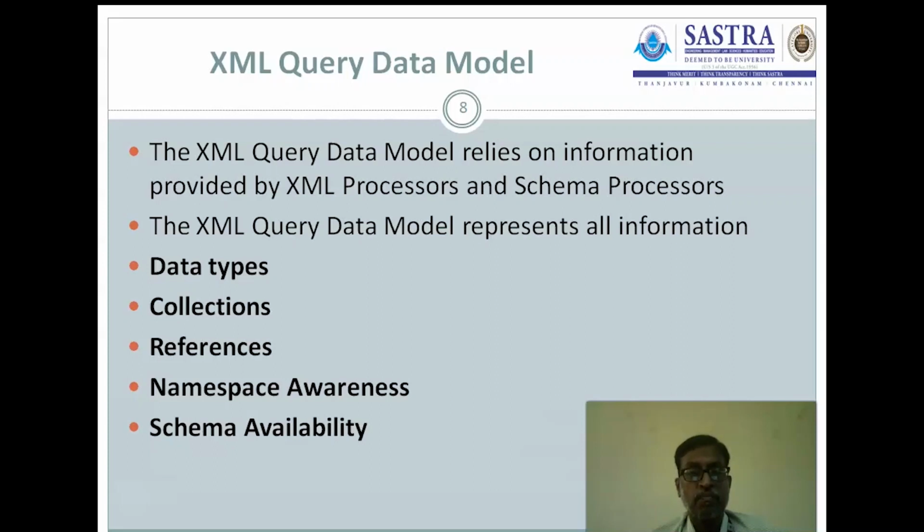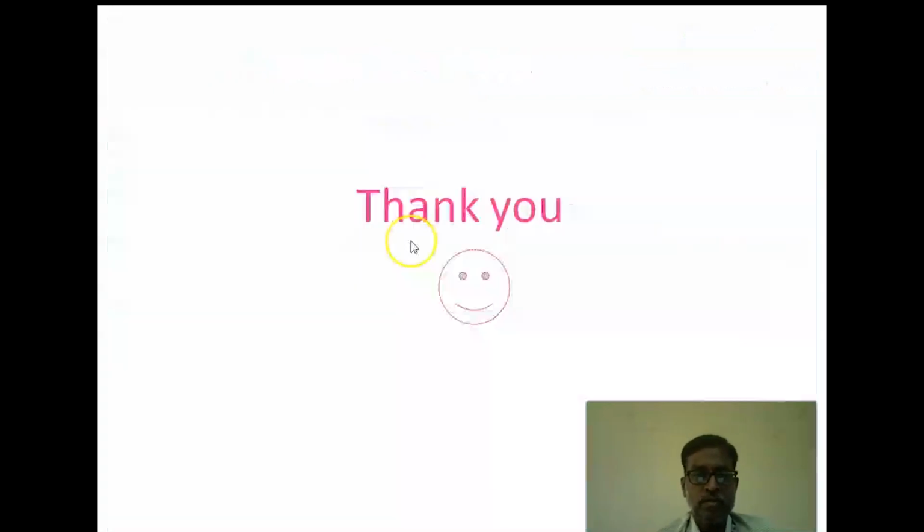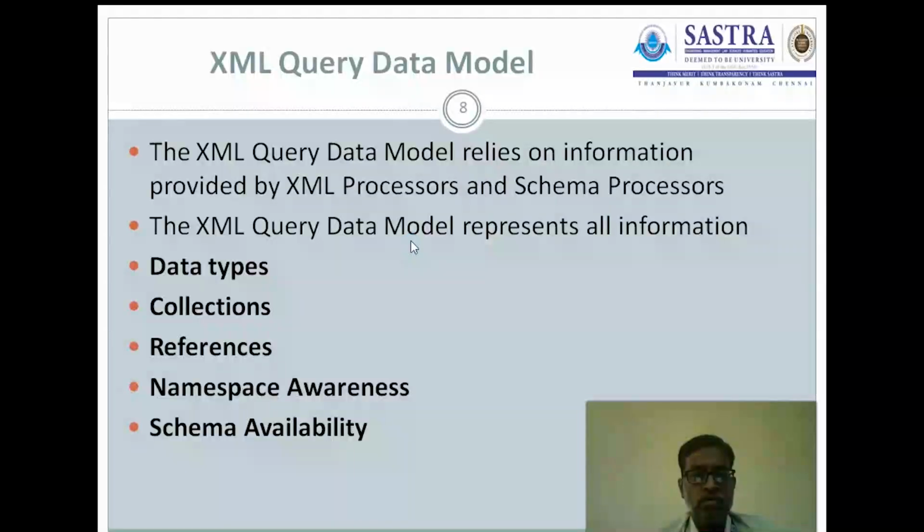Schema availability. It means, as I said previously, that the document structure must be defined and should comply with the schema. Schema availability is important for the query data model, and it includes that. So these are all the things you need to study in the XML query requirements.